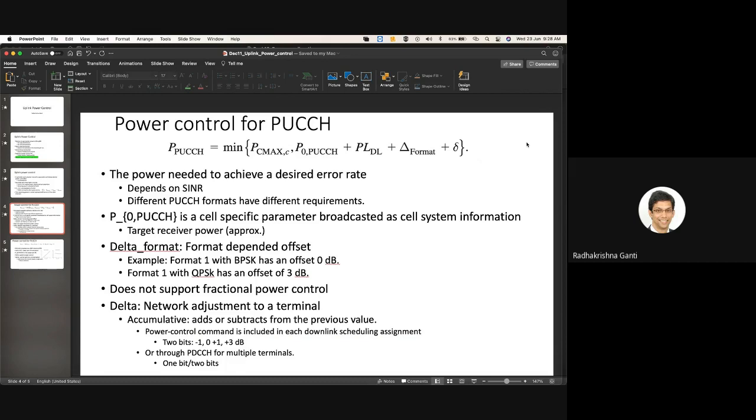That is a part of the implementation, how fast you want to change your delta. You cannot go on changing your delta every millisecond. That will cause problems in your power amplifiers and other things. So you'll have a smaller loop, the loop time will be larger. That's part of the implementation. Okay, any other questions?